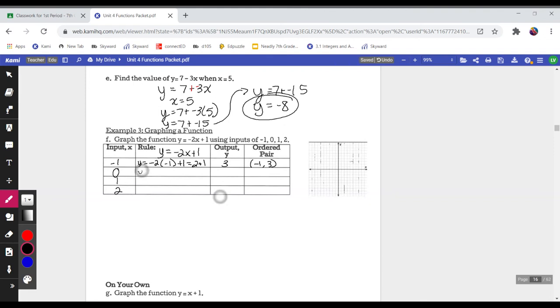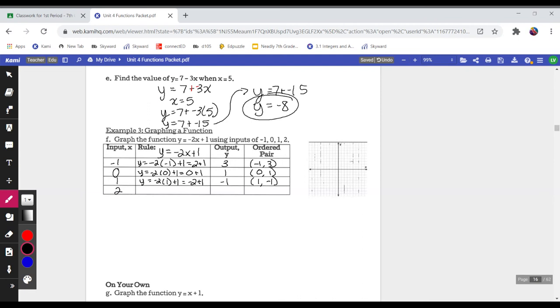Then I'm going to solve for x equaling 0. So y equals negative 2 times 0 plus 1. Negative 2 times 0 is 0 plus 1. 0 plus 1 is 1. So I have 0 comma 1. Then I have y equals negative 2 times 1 plus 1. Negative 2 times 1 is negative 2 plus 1. Negative 2 plus 1 simplifies down to negative 1. So I have 1, negative 1 as my next ordered pair.